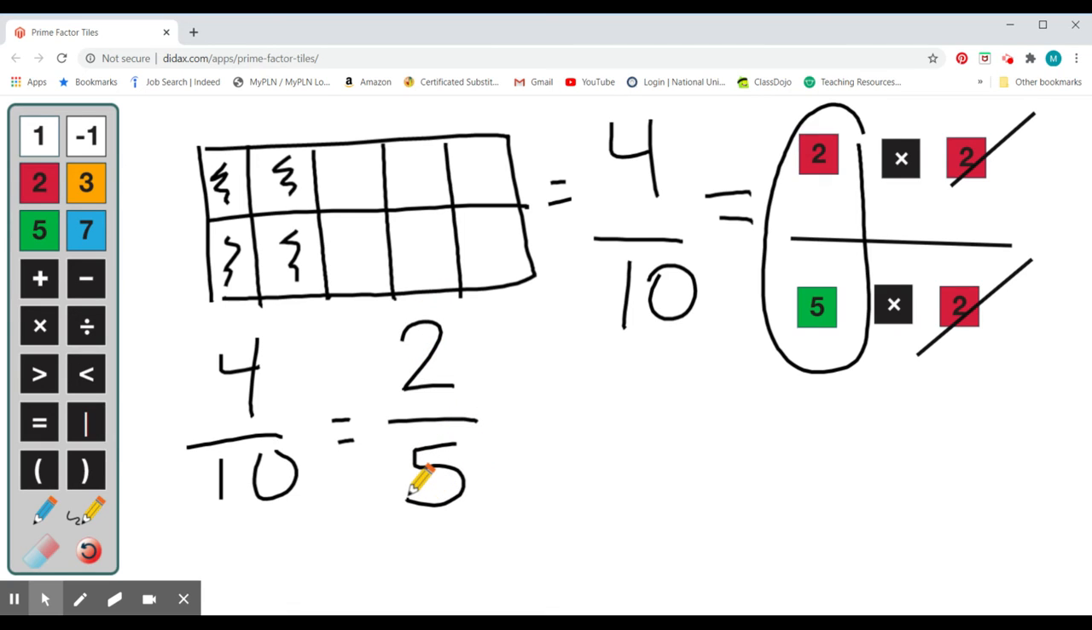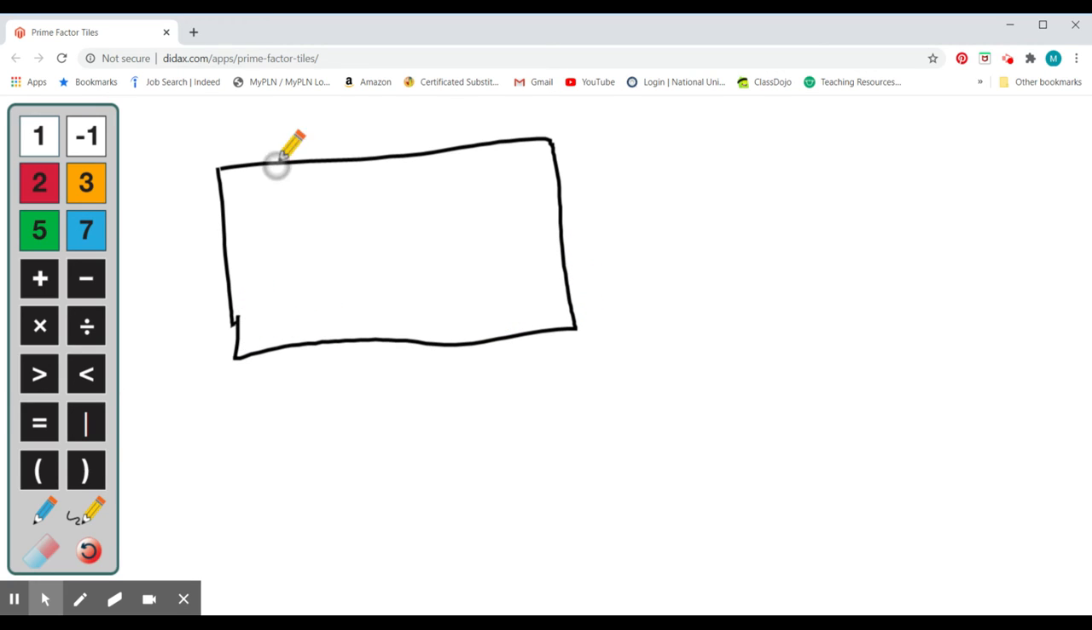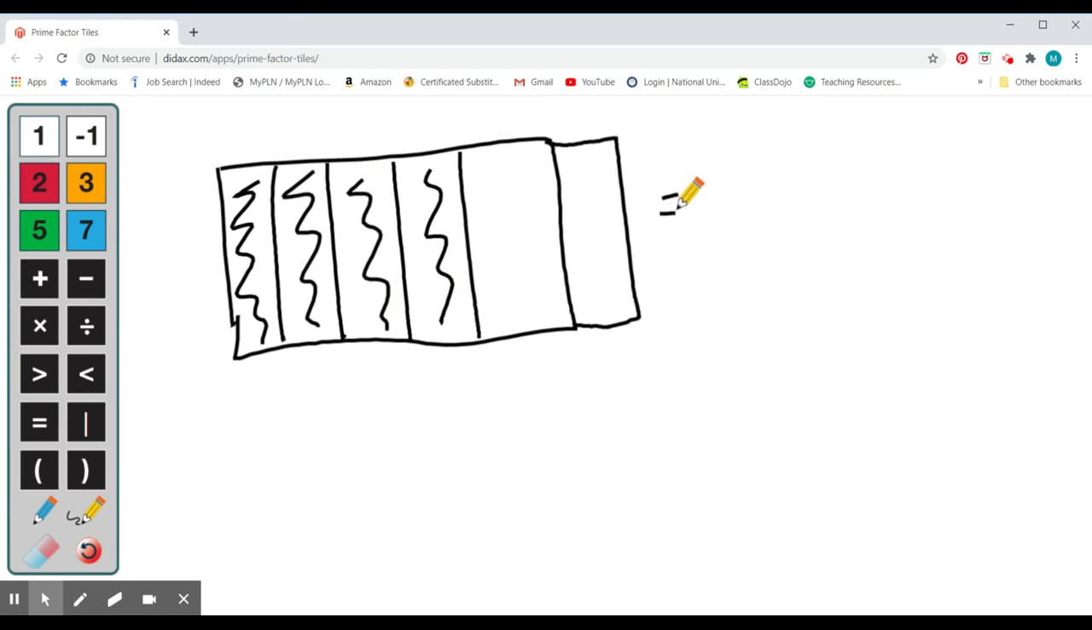All right, let's give it another try. Let's say we want to have 6 equal parts. Let's try this out. 1, 2, 3, 4, 5, and I have to add a 6th part. 1, 2, 3, 4, 5, and 6. And we're going to do 4/6. So let's shade in 4. 1, 2, 3, 4. You can write this out as 4/6.